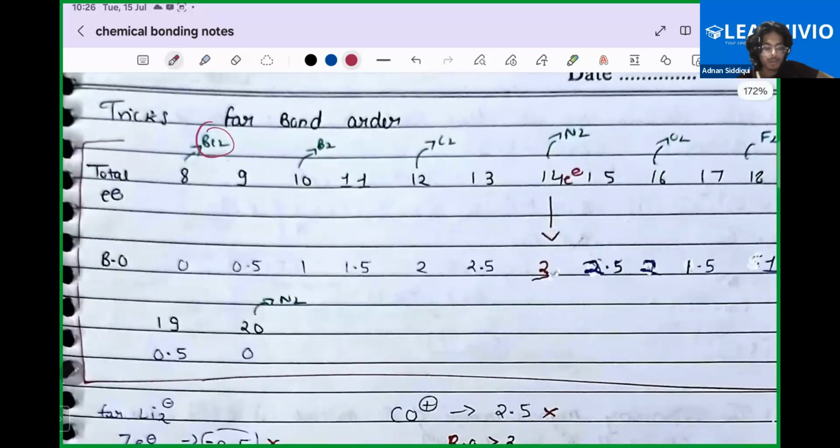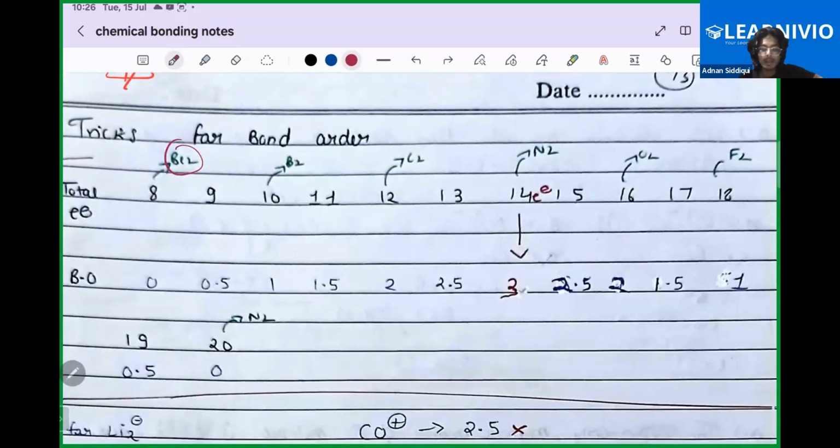For the Be2 molecule, you have bond order 0. Then the bond order will increase in a steady way: 0, 0.5, 1, 1.5, 2, 2.5, 3. The moment you reach C, then you will decrease it: 2.5, 2, 1.5, 1, 0.5. So you can learn it. It will help you write the bond order even without the help of molecular orbital theory. So you will write the numbers 8, 9, 10, 11, 12, 13, 14, 15, 16, 17, 18.